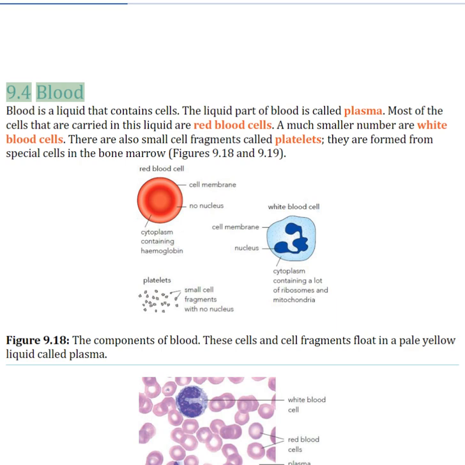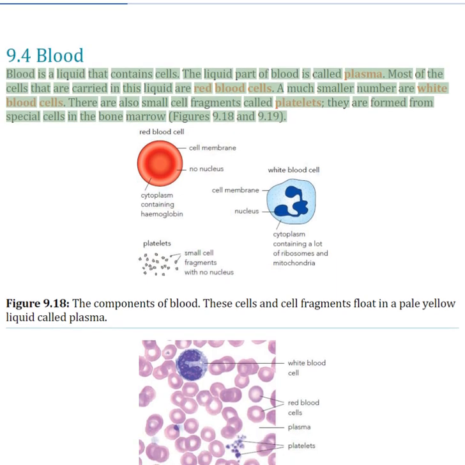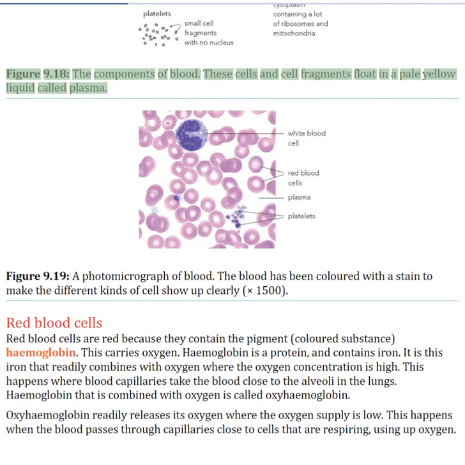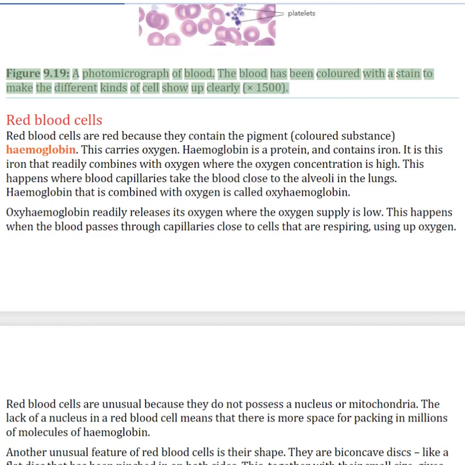9.4. Blood. Blood is a liquid that contains cells. The liquid part of blood is called plasma. Most of the cells that are carried in this liquid are red blood cells. A much smaller number are white blood cells. There are also small cell fragments called platelets. They are formed from special cells in the bone marrow. Figure 9.18, The components of blood. These cells and cell fragments float in a pale yellow liquid called plasma. Figure 9.19, A photomicrograph of blood. The blood has been colored with a stain to make the different kinds of cells show up clearly.